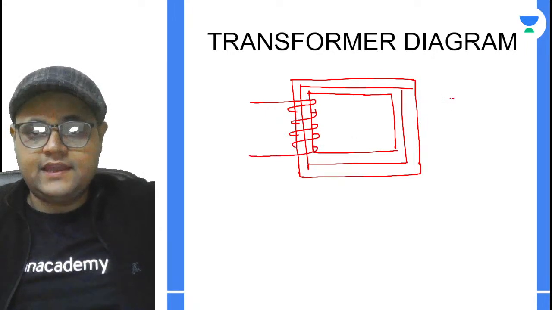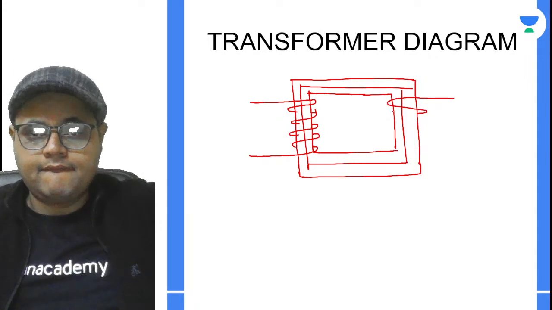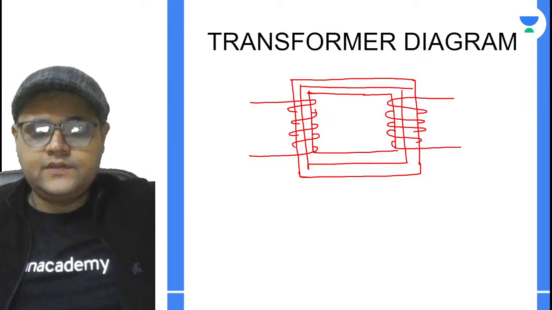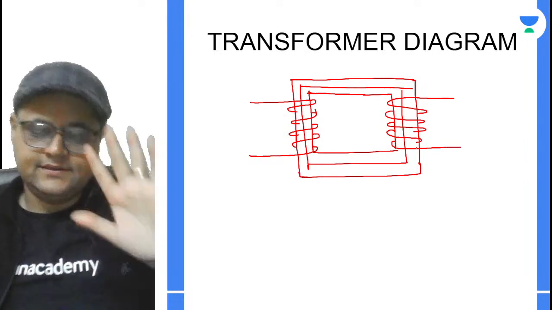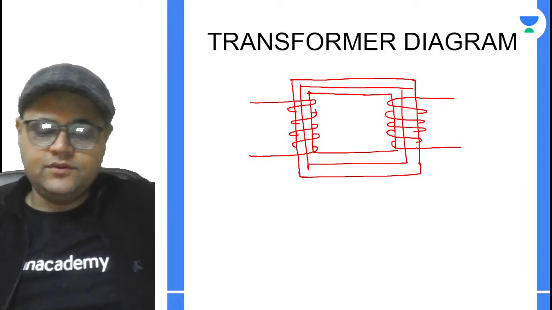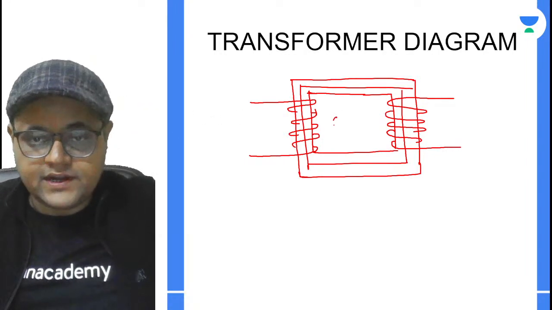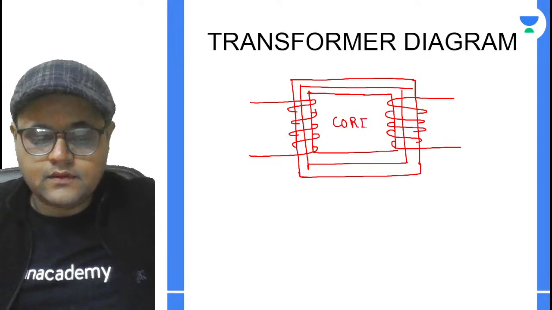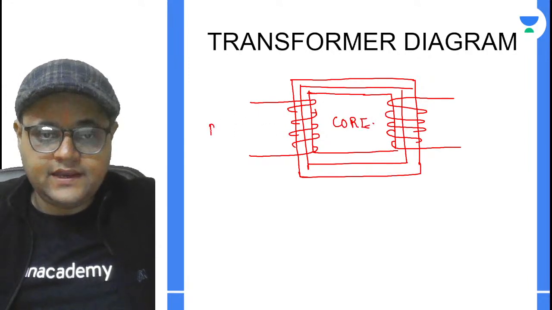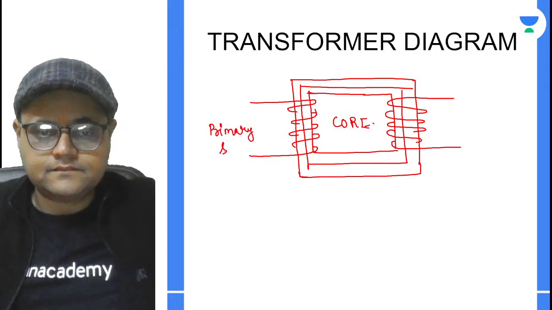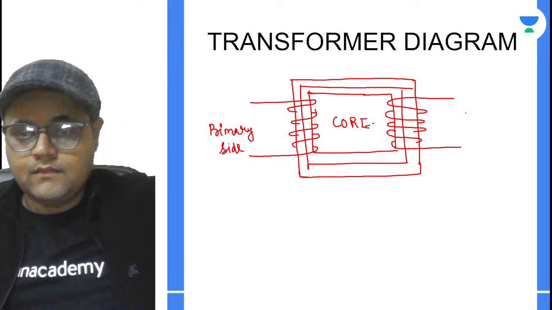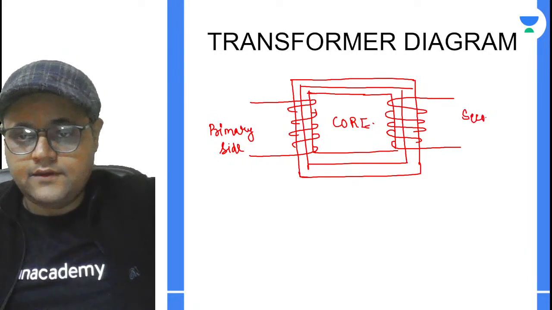This is the primary side, and this is the secondary side. So far so good. I hope you are able to relate with it. This is the core of the transformer. This is your primary side, and this is your secondary side.